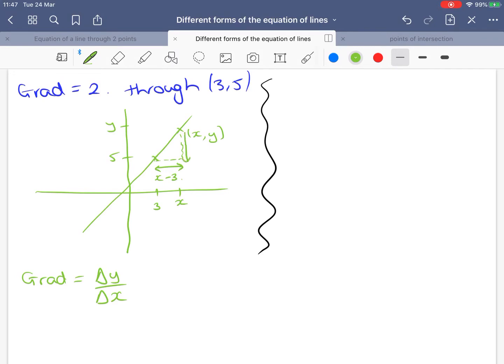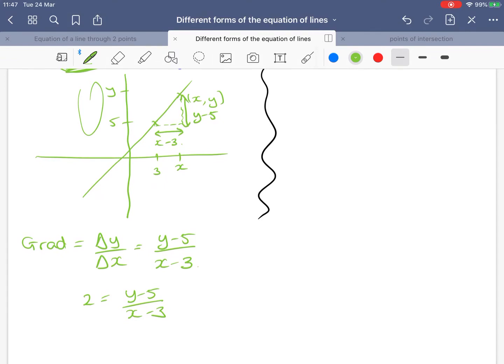What's the change in y going to be? Well, if we look over here, that's going to be y take away 5. So I know my gradient is going to be (y − 5) over (x − 3). But I know my gradient is 2 because I'm told it up here. So I can write 2 = (y − 5)/(x − 3).